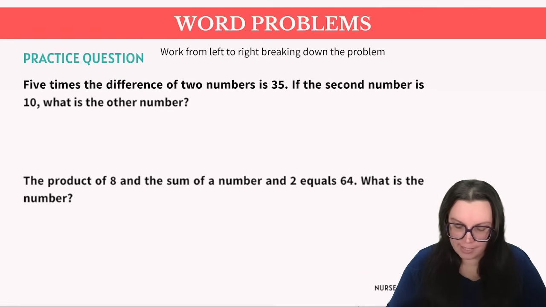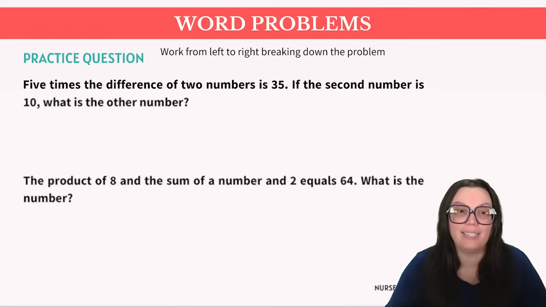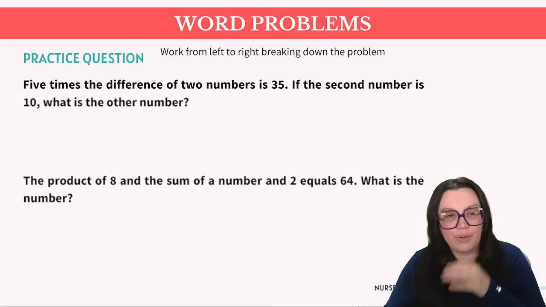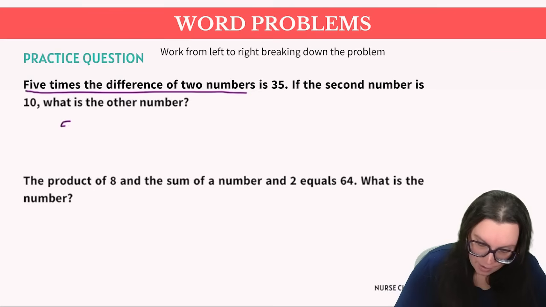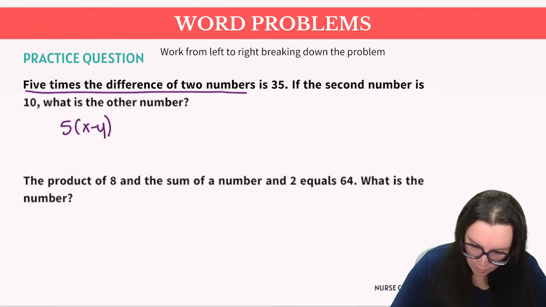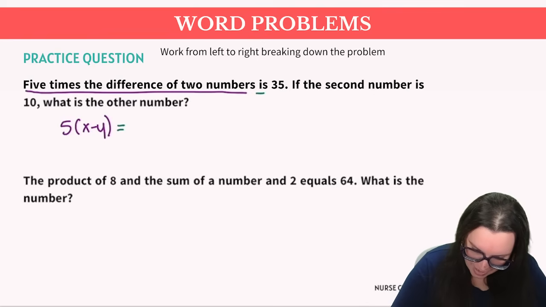So 5 times the difference of two numbers is 35. If one of the numbers is 10, what is the other number? So again, we start with 5 times the difference of two numbers. So that is going to be 5 with parentheses x minus y. So we've got our first part. We have the word is, so that is our equal sign. And then we have the number 35.